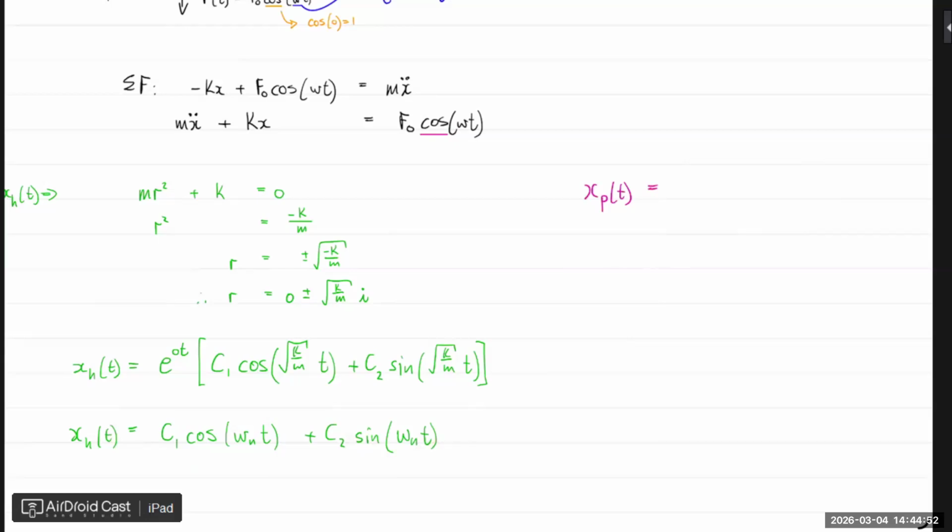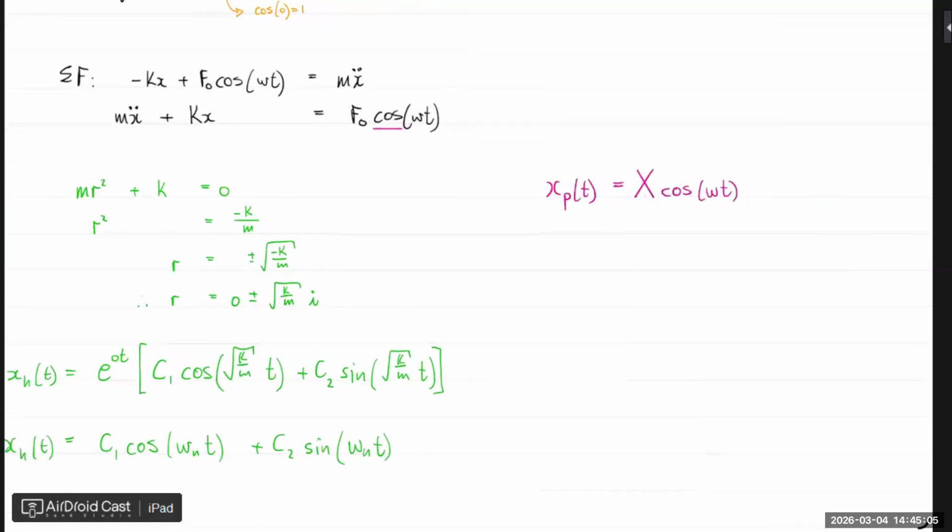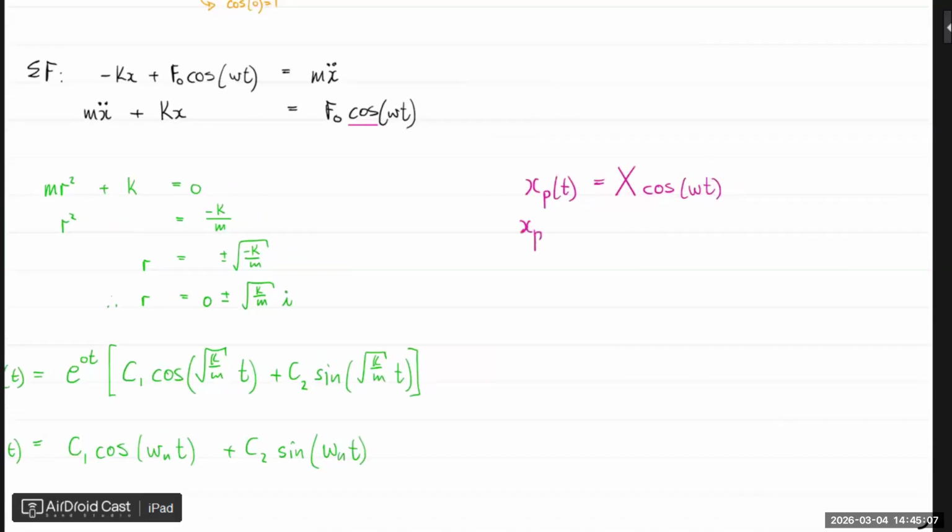So we have this, and I'm going to say it is some sort of number. Usually we just make it X, a number, and then cos ωt, or omega t. So the first derivative is then just X sin omega t, but with negative omega. And then the second derivative is negative omega squared X cos ωt.